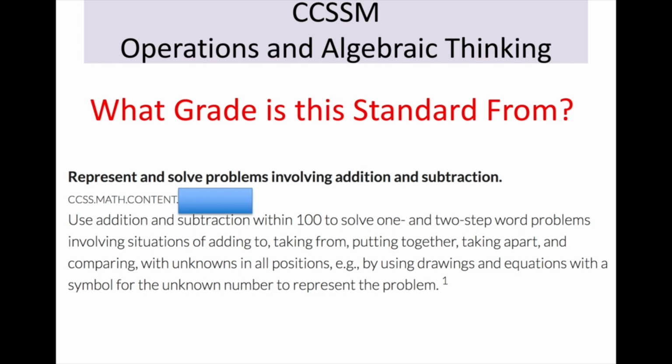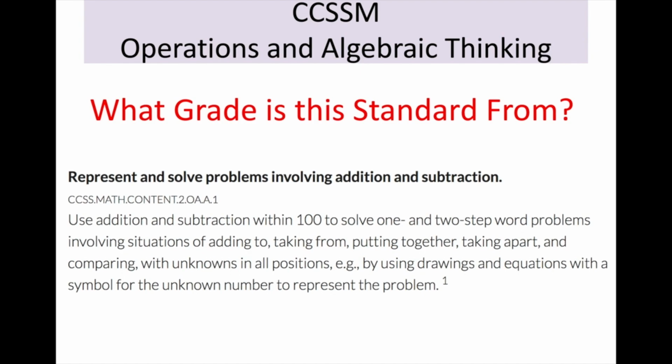Well, wow, we see lots of those key words there we said earlier. Unknowns, equations, unknown number, lots of things here to think about. Well, what grade level do you think? Well, the answer here is second grade. That 2 right there tells us second grade standard. And the same standard actually occurs at first grade, but it just says within 20. So in first grade, they're still doing the type of algebraic thinking within 1 through 20, and then as they get to second grade, they expand it to 100.